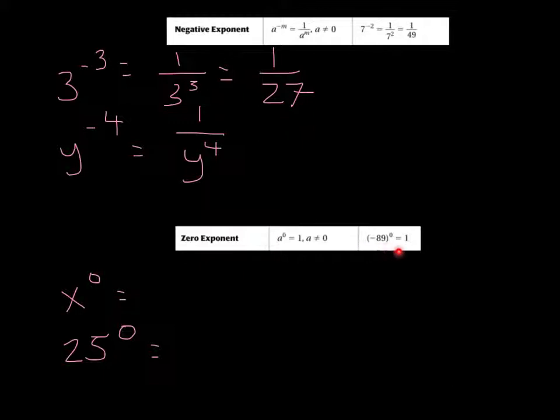So the example, negative 89 to the 0 power equals 1. X to the 0 power equals 1. 25 to the 0 power equals 1. Anything to the 0 power equals 1. Except for 0.